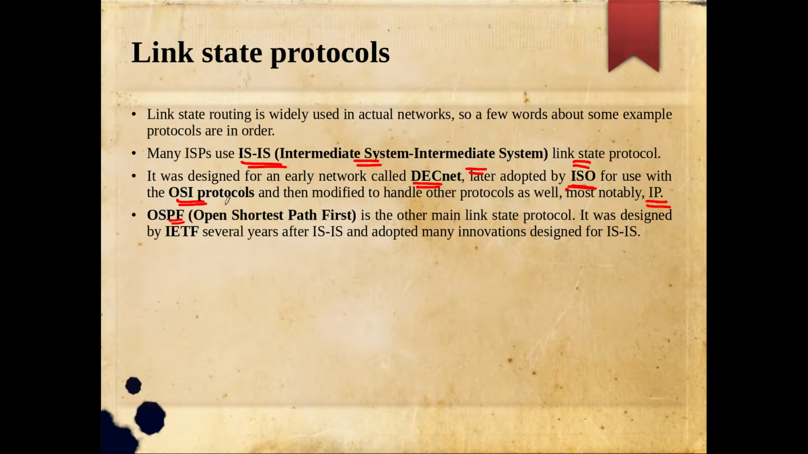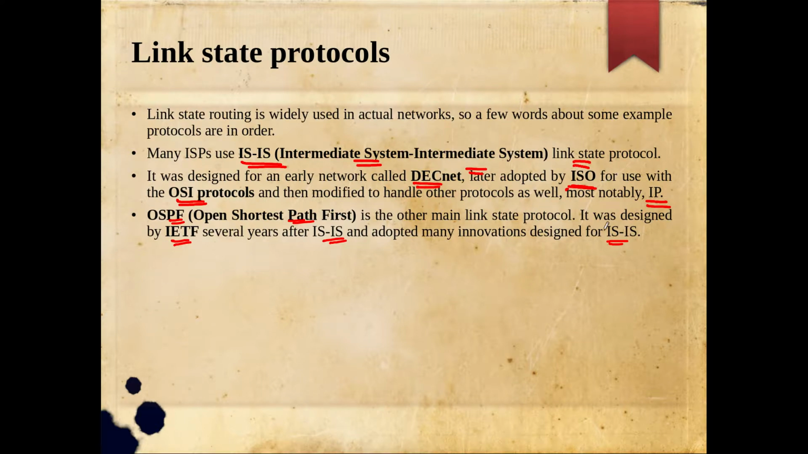This is just a quick review of the protocols only. We are not going through the protocols in detail. OSPF, the Open Shortest Path First protocol, is the other main link state protocol. Whereas ISIS was designed for DECnet, OSPF was designed by the IETF, a standards body familiar to all of you, several years after ISIS, and adopted many innovations designed for ISIS.